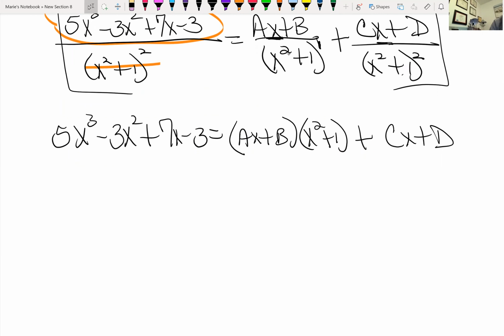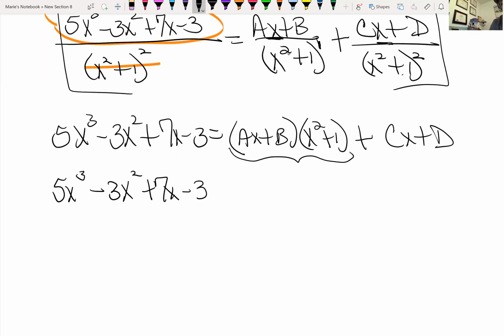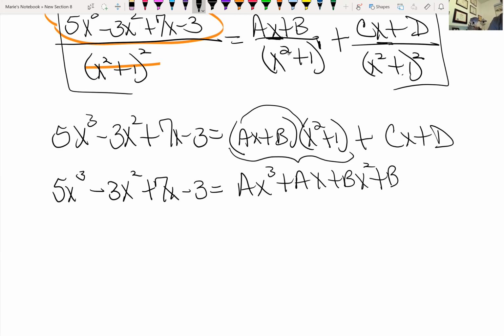Okay, so this is a FOIL. It's not a big deal. So you have 5x cubed minus the 3x squared plus 7x minus 3, and this is equal to ax cubed. So if I distribute, plus ax plus bx squared plus b plus cx plus d.